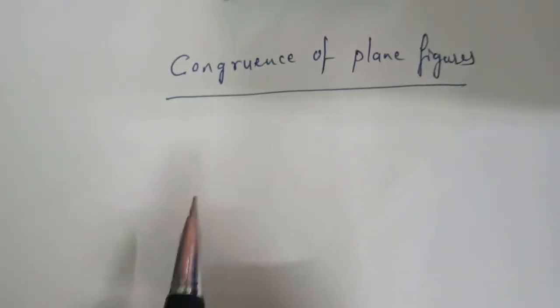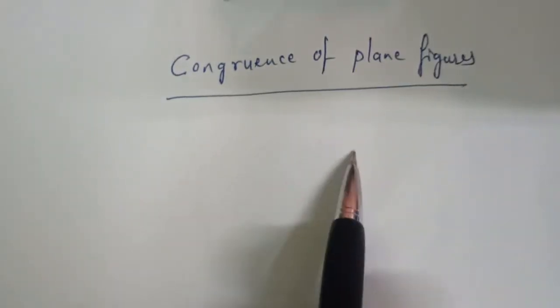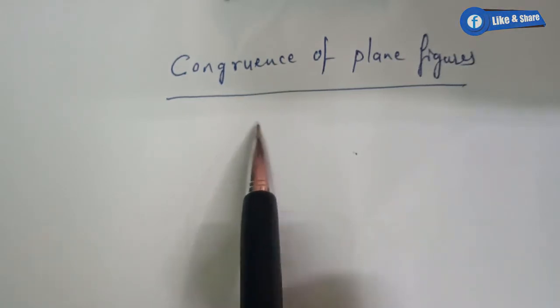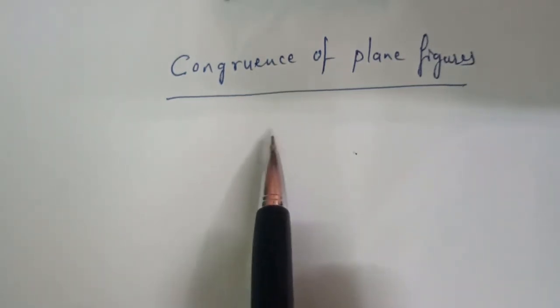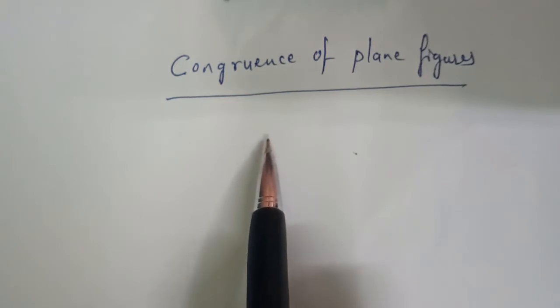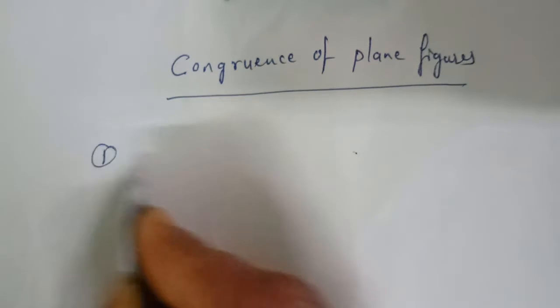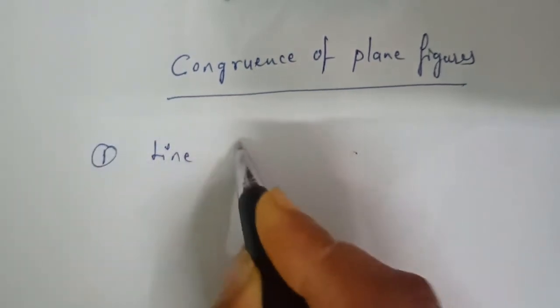Yes, students, today we are learning congruency of plane figures. Before starting, we have learned what congruent objects are: those objects which have the same shape and the same size. So first of all, in the plane figures, I am taking the line segment.